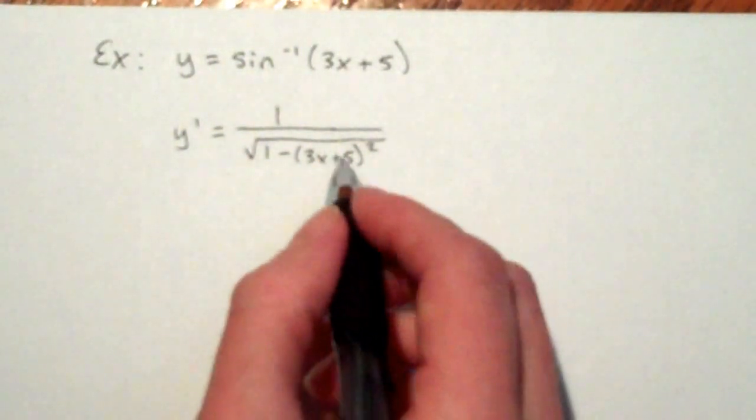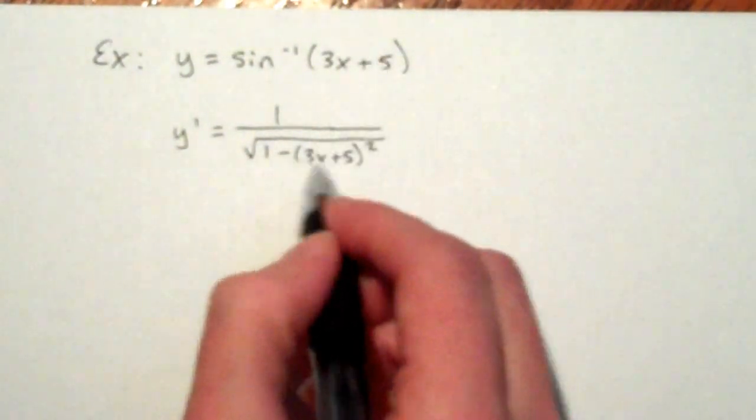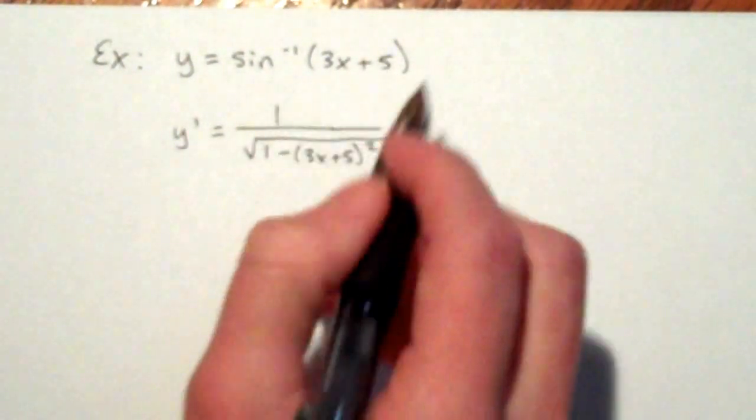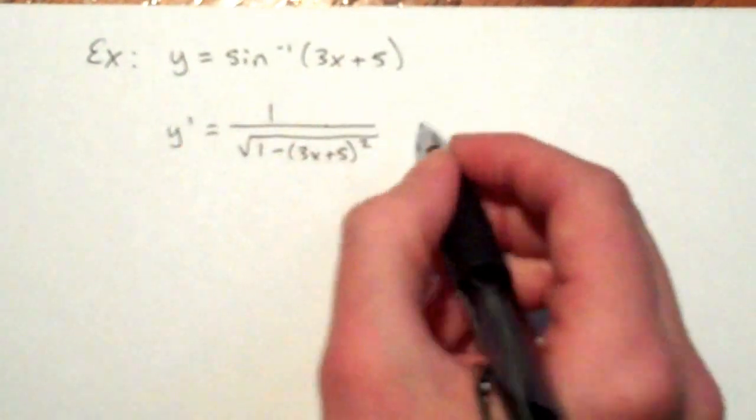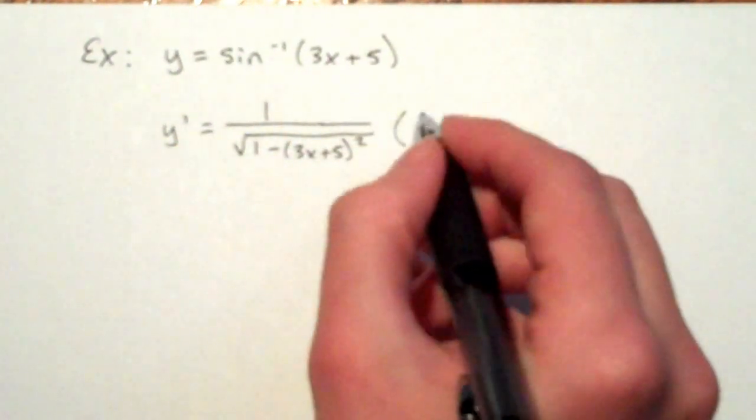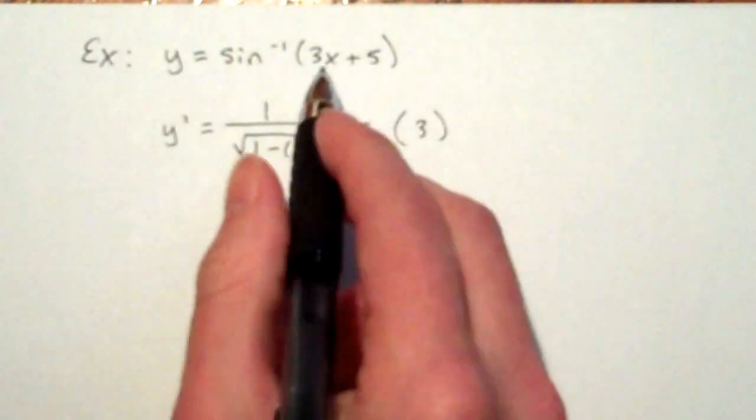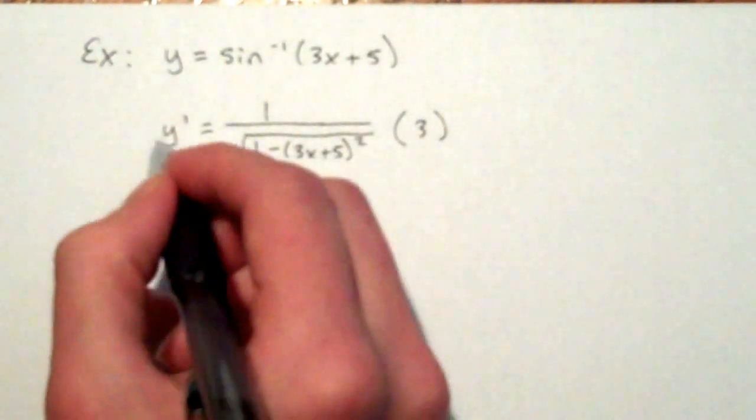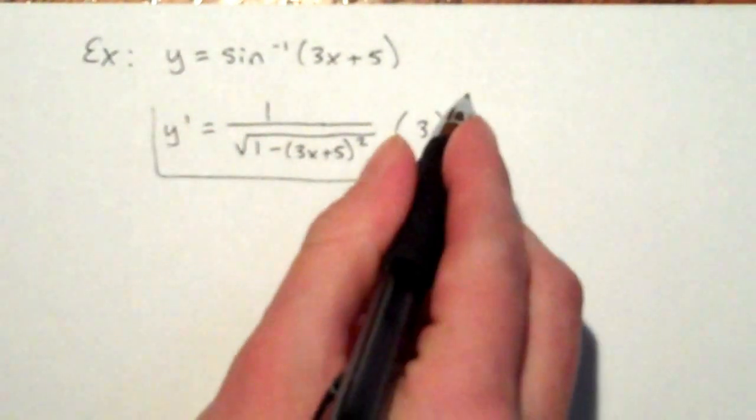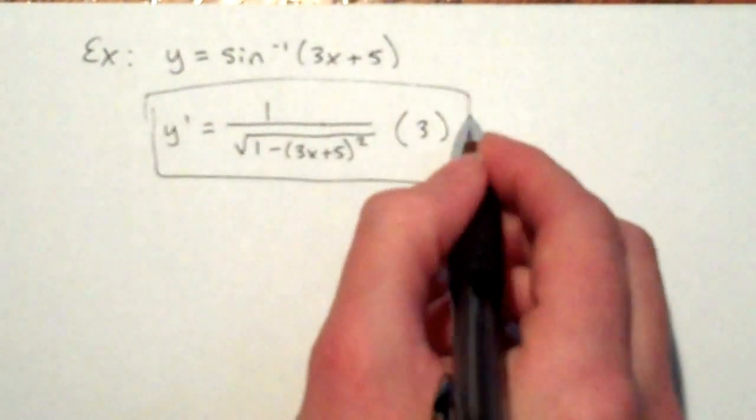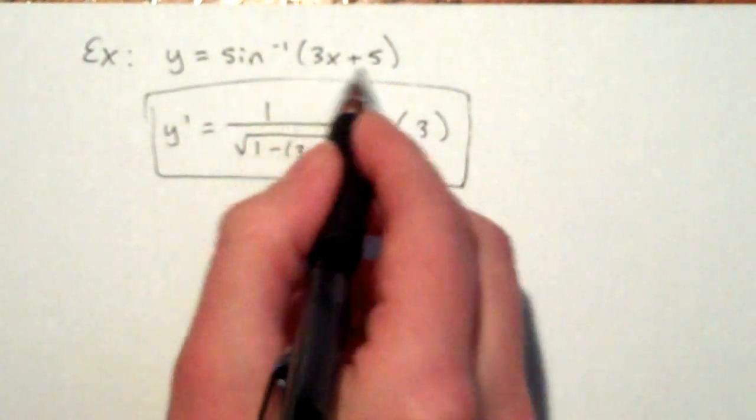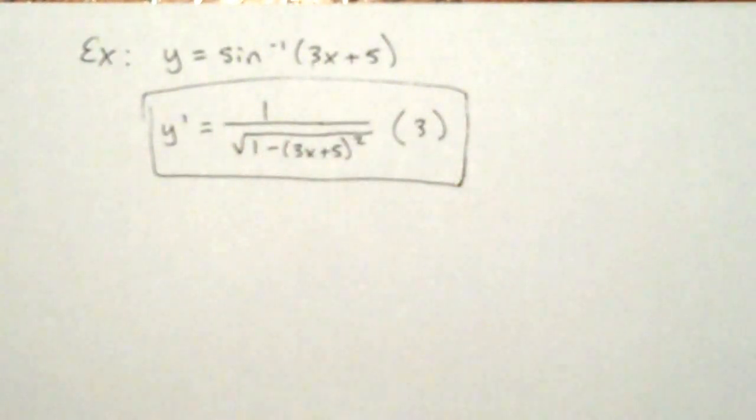Okay. And that's great, but I still have to take the derivative of 3x plus 5 because chain rule, I did the outside, now I have to do the inside. And so just like the chain rule was before, we're going to multiply that by the derivative of the inside, which is just 3. And that's the answer. So that's all you have to do. Just remember that you have to do the derivative of this part too. Don't leave off the 3.